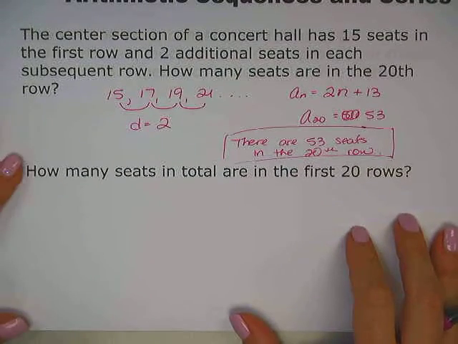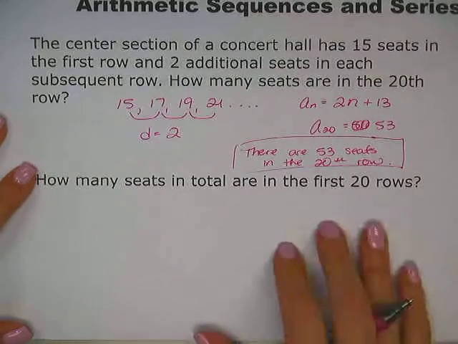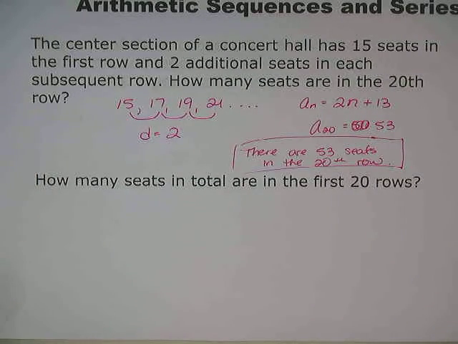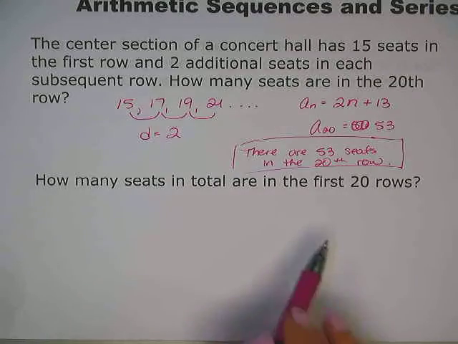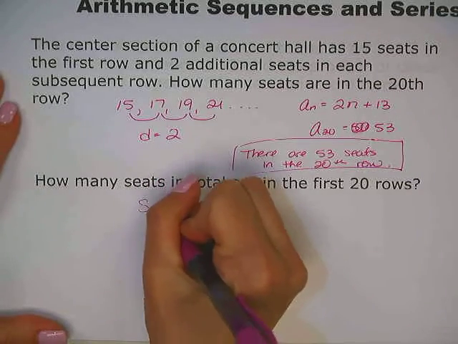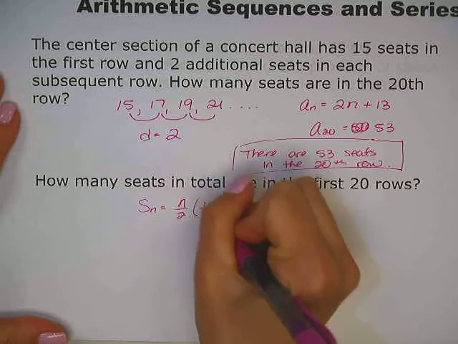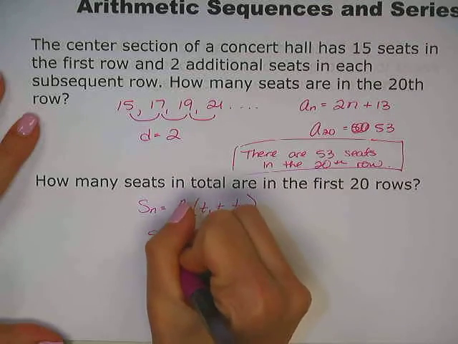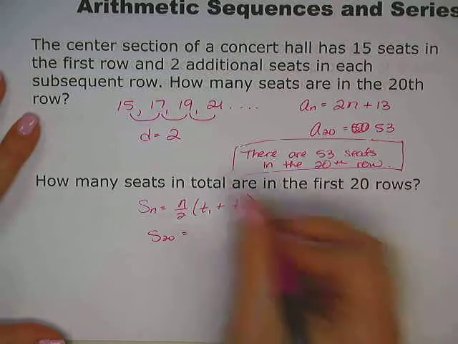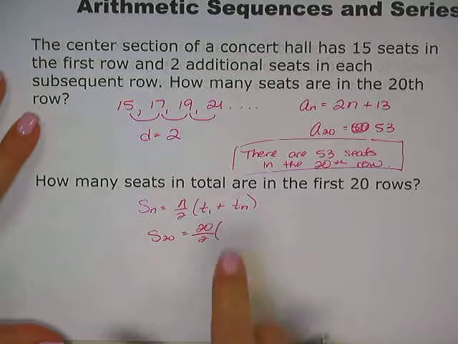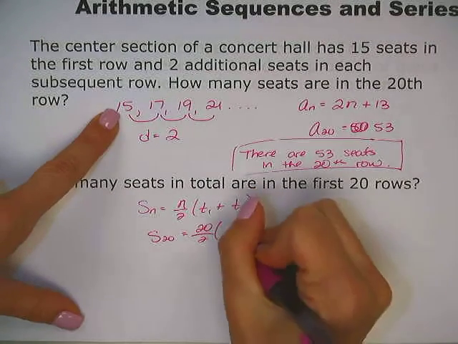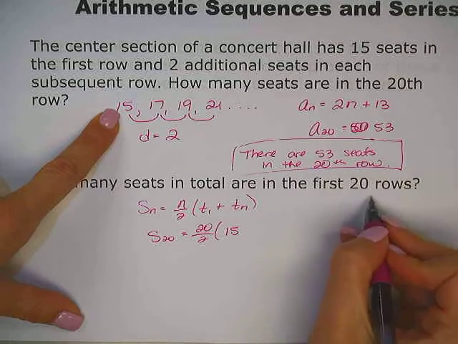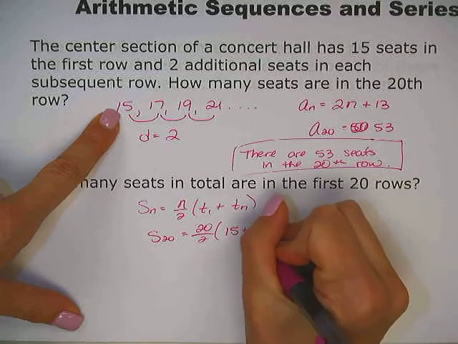How many seats are there total in the first 20 rows? Pause the video and see if you guys can check this one out. Well, for this one, we need to use the sum formula, right? That sum formula, S of n, was n divided by 2, times the first term plus the nth term. In this case, I've got the sum of the first 20 rows. Luckily, we know that 20 divided by 2, times the first term, which up here was 15, plus the 20th row, which has 53 seats in it.